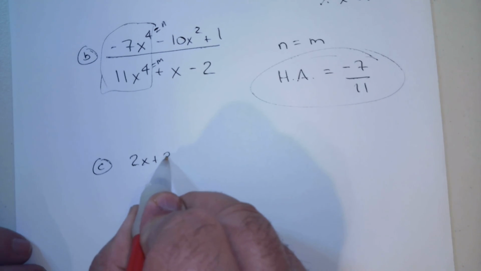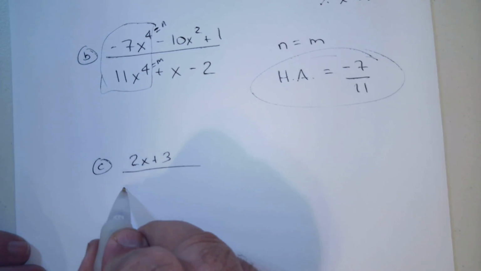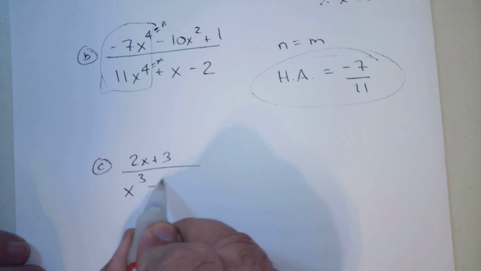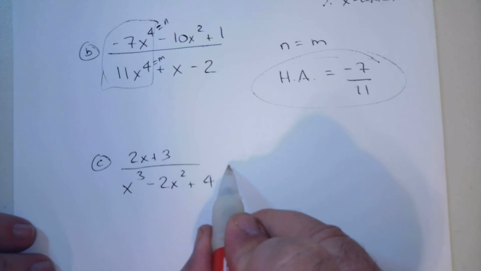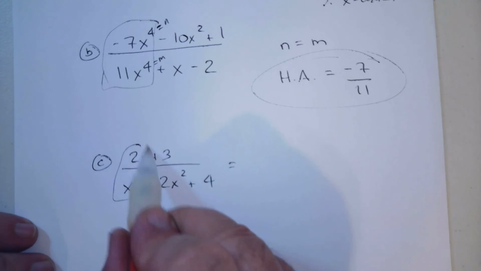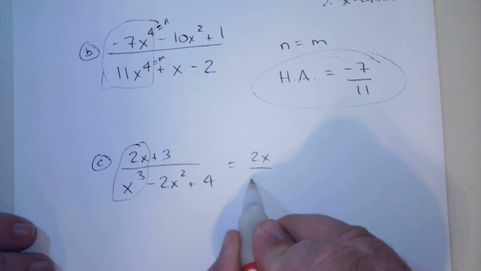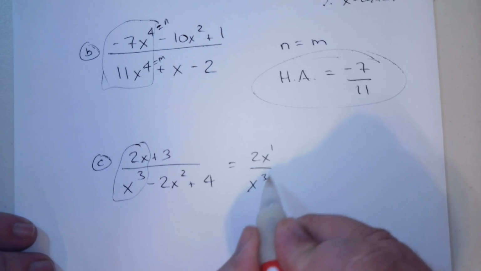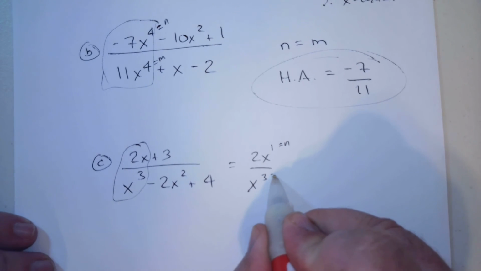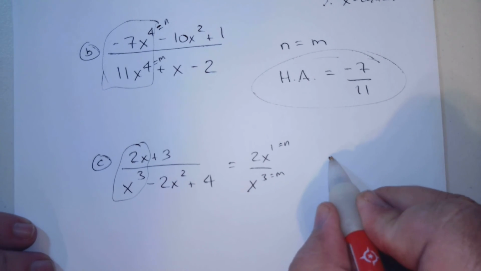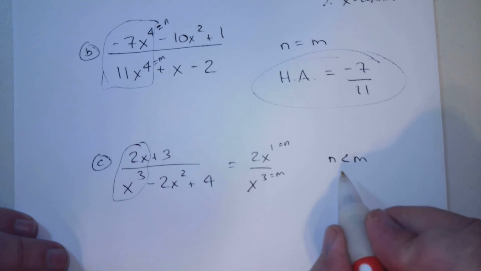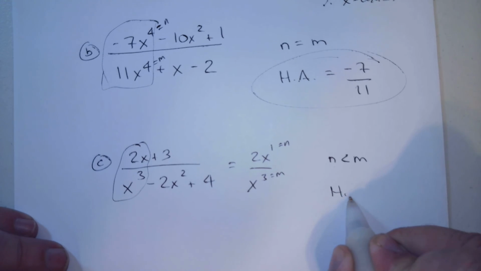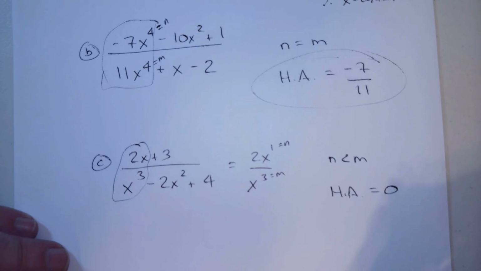Two x plus 3 over x cubed minus 2x squared plus 4. I only look at the leading terms, so I have 2x over x cubed. So this is first, that's third. This is n, this is m. N is less than m. Whenever the top is smaller than the bottom, the horizontal asymptote is 0, or the x-axis.